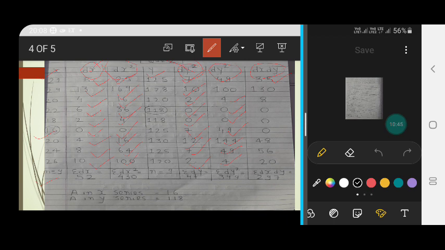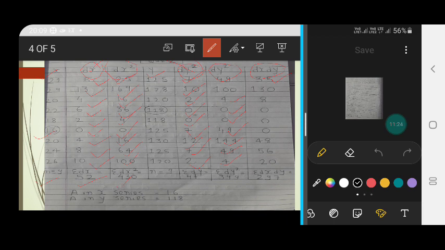So what are we going to do? 5 plus 13 plus 4 plus 6 plus 2 plus 0 plus 4 plus 8 plus 10. So what are we going to get? Summation dx equals 52. Okay. Then we have the dx square column. Again here we have to make the summation of all these numbers in order to get summation dx square. So how are we going to do it? 25 plus 169 plus 16 plus 36 plus 4 plus 0 plus 16 plus 64 plus 100. So the total of all this is 430. Okay. So we will say summation dx square equals 430.